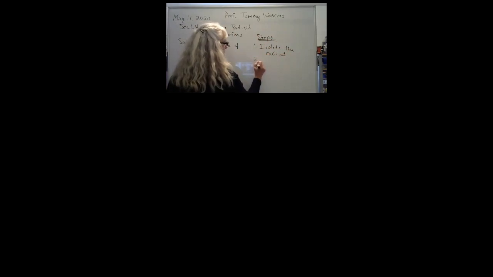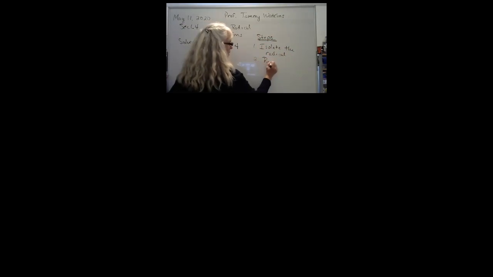Okay, step 2, we're going to come in and raise both sides to the same power. And what that's going to do is eliminate the radical for us and get rid of that square root. So for us, because we have a square root, we'll come in and square both sides. So on the right side, 4 squared gives me 16. On the left side, that square root disappears and we just end up with 2x minus 1. So 2x minus 1 is equal to 16.